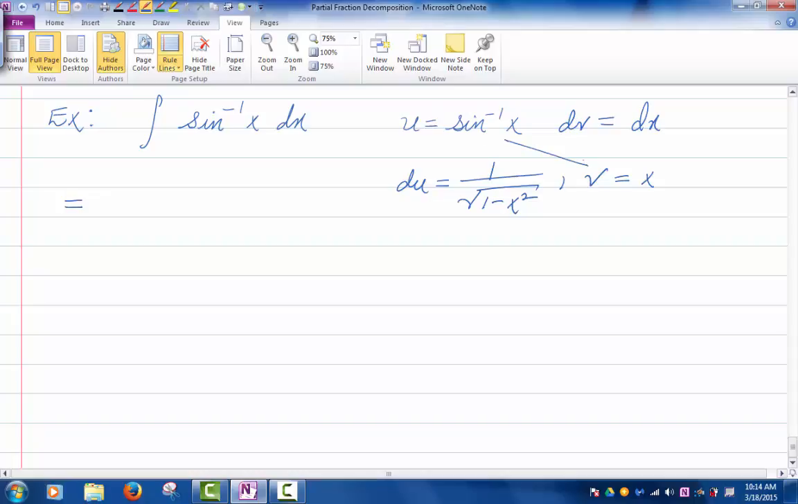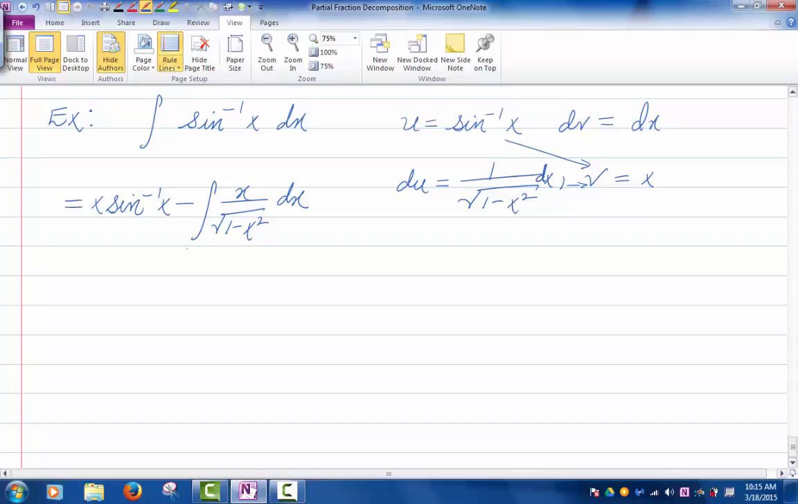So integration by parts tells me you multiply u and v, and then you subtract the integral of v du, right? So uv would be x times sine inverse of x, minus the integral of v du, which would be x divided by root of 1 minus x squared. You multiply v and du, and I forgot to write the dx here. Okay, so that's what I get.